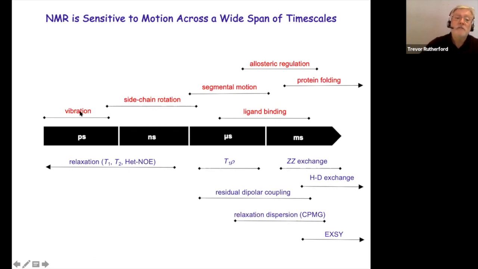There are a whole variety of processes occurring on different timescales within a molecule. And NMR has a variety of techniques. This is not an exhaustive list, but it's a set of examples of procedures that we can use to probe the motions that are occurring at different timescales. And that's something I'm going to skip over today, and Jane will go on to next week.